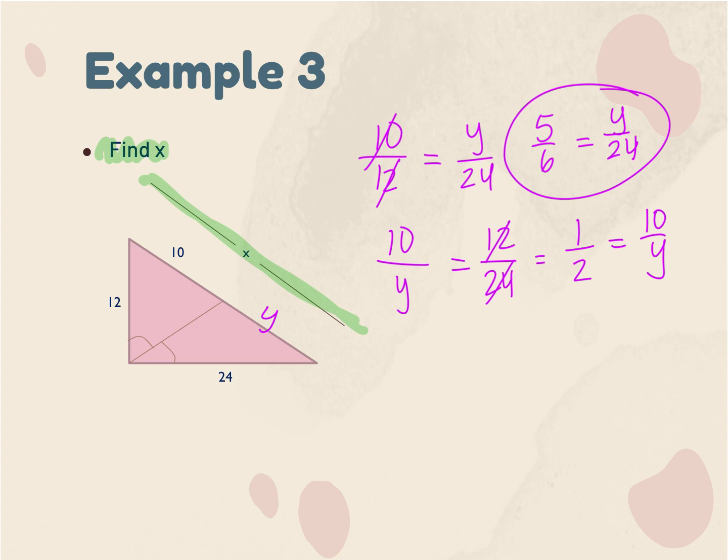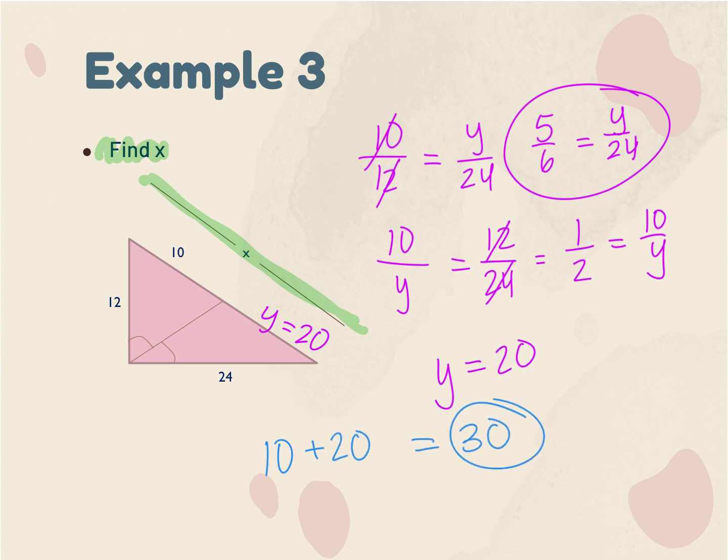If you got it, I know it's lagging, give it a second. If you got it, you should have had y equals 20. If you got 20 for y, they're asking you for the entire side. All you had to do was add 10 plus 20, and your answer was 30. You guys have homework on big ideas, and your test is on Wednesday.